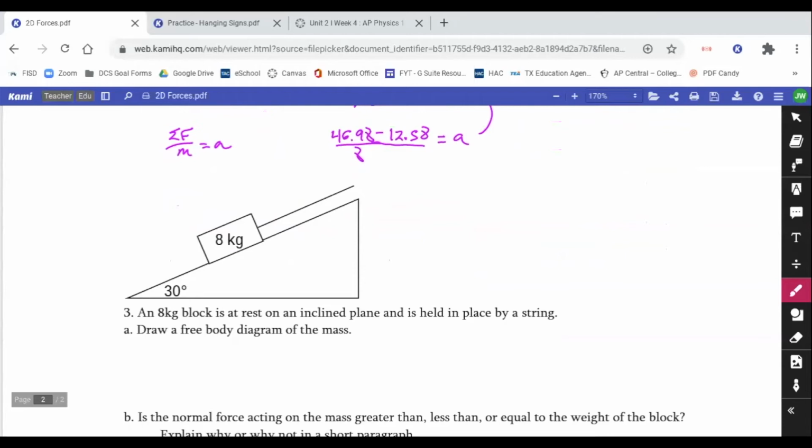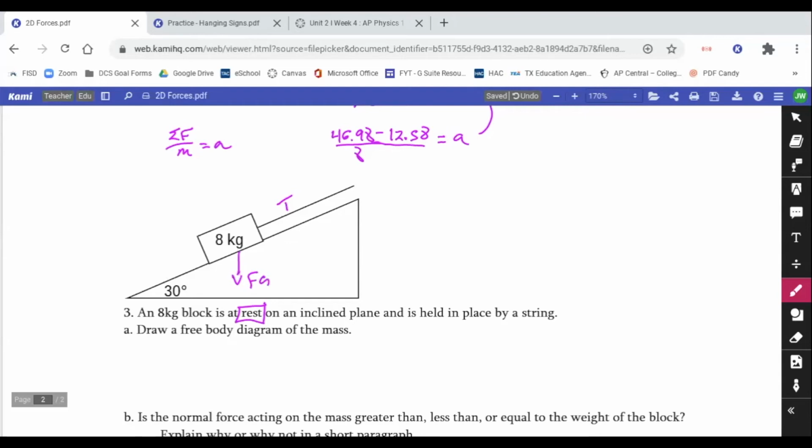So we've got an 8-kilogram block at rest on an inclined plane, held in place by a string. Okay, since this is a string, this is tension, and it's at rest, so I'm going to block that in, okay? And so what I want to draw is gravity. Now, gravity always, always, always goes straight down.